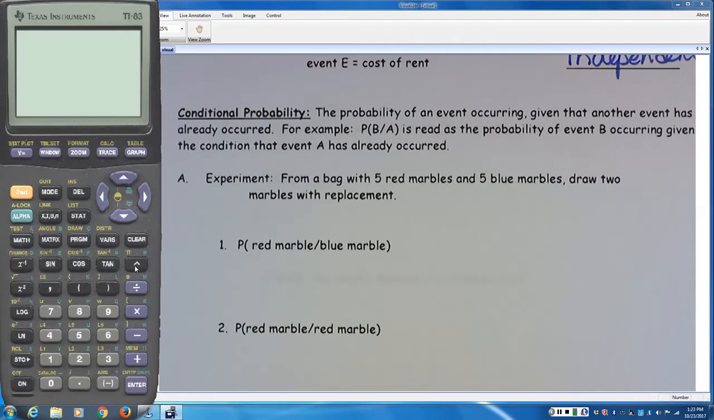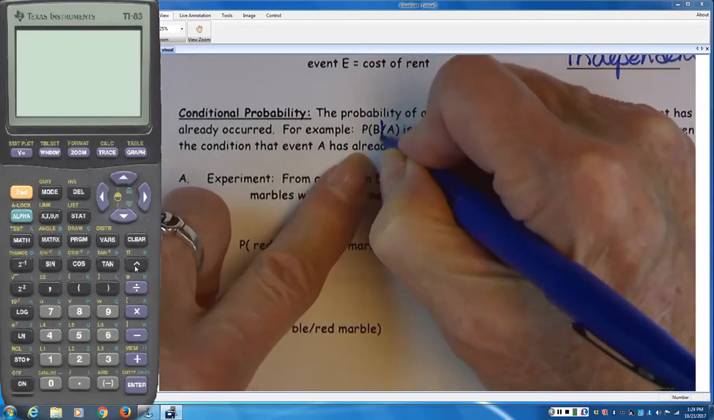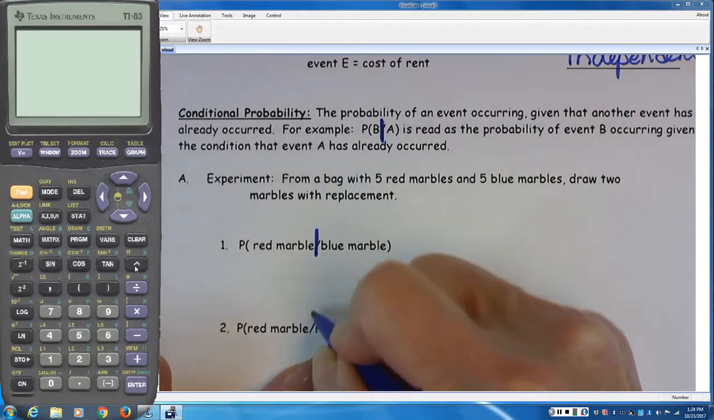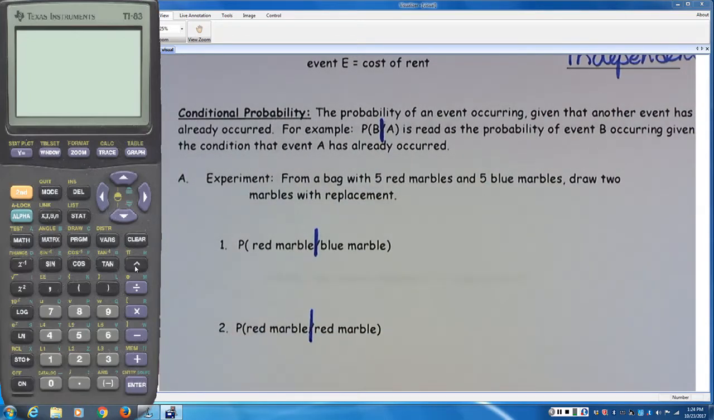Now we're going to talk about conditional probability. I did not write this handout because if I had, there's something here that I would have written differently. This B/A should be a straight line. And whoever made this handout obviously doesn't know that there is one of those straight lines on your keyboard. So I don't like the notation they use because it's confusing. It makes it look like what's the probability of a red marble divided by a red marble. That doesn't make any sense. So that line should be straight up and down.